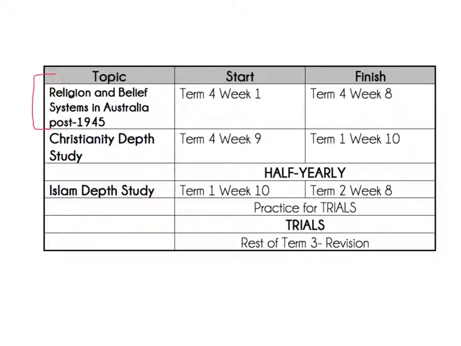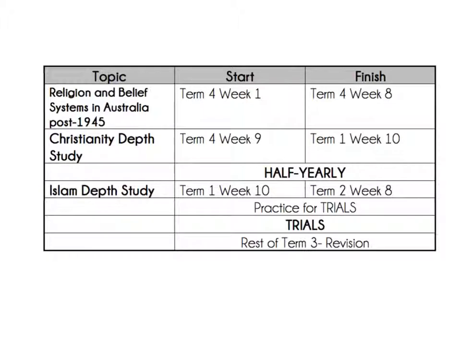However, we start with a topic called Religion and Belief Systems in Australia post-1945. Then we move on and have a look at Christianity. Then we move on and have a look at Islam. Now, our first topic, Religion and Belief Systems, will take us through to nearly the end of this term. Okay, so it starts from next week when I'm back, and it'll continue most of the way through to the end of week 8, start of week 9, depending on how our timeline goes.